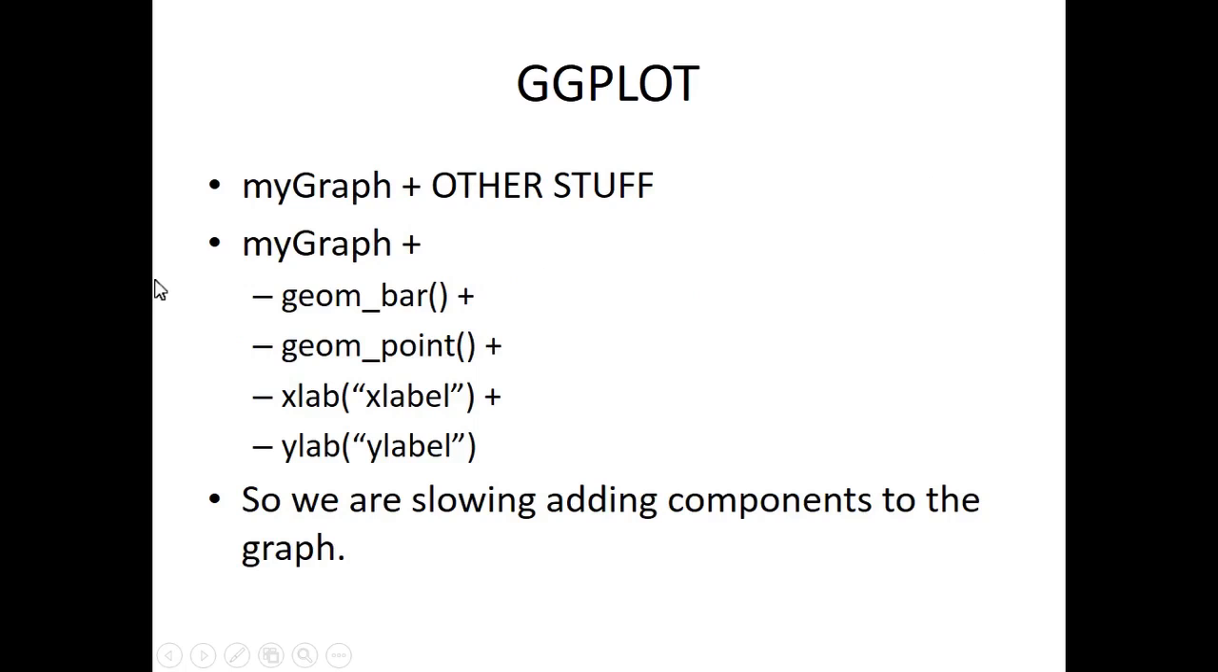So here's an example of one. You wouldn't do this, actually. This is just an example. So this answers Adam's plus question. So I want to take the original graph already defined, add bars, add points, add labels. So the last line won't have a plus.